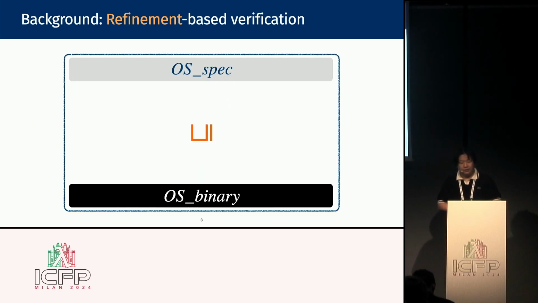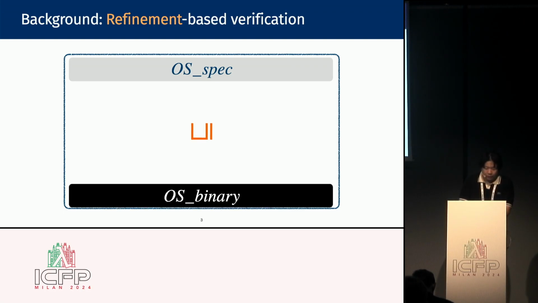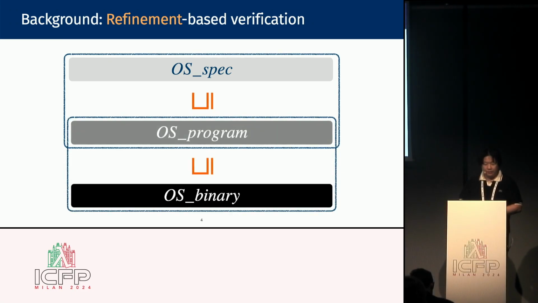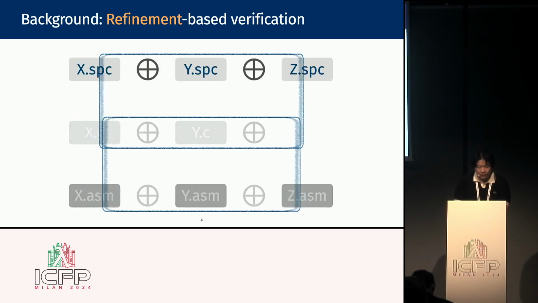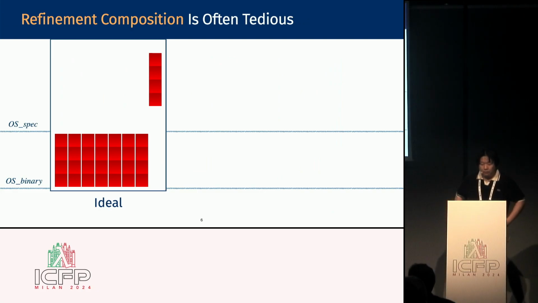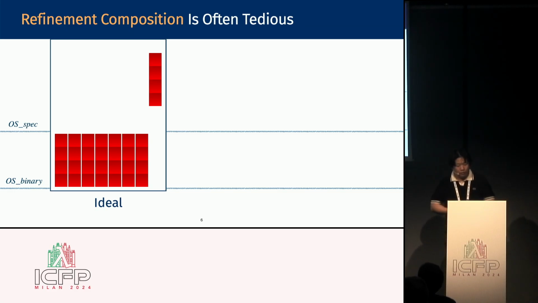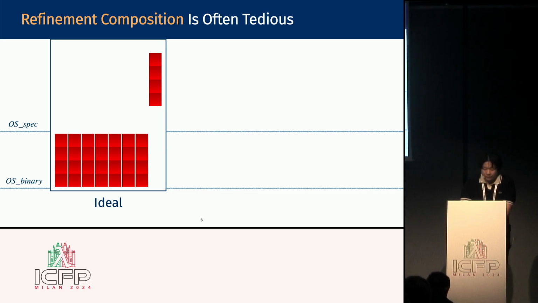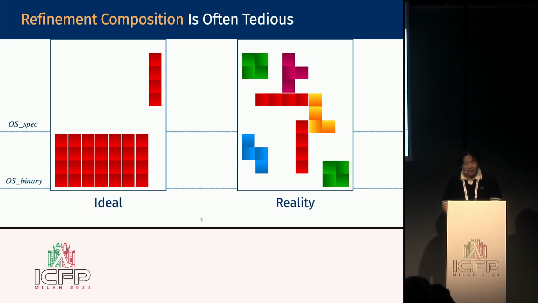Shown pictorially, this is the end goal we want to prove. And in establishing this end result, we may first want to decompose it vertically. We may prove the refinement between the binary and the C implementation, and C implementation and the mathematical specification separately. Next, we may further decompose it horizontally and verify each module separately. Now, let us consider composing these refinements. If we were able to decompose the refinements as if it were cut with knives from the first place, the composition will be straightforward. However, that is not always the case.